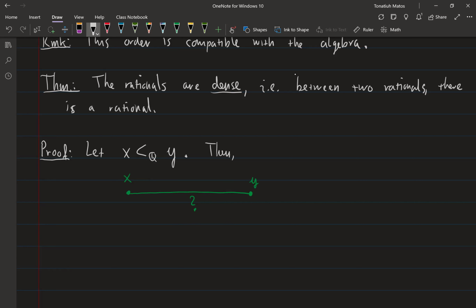So then we have to argue that x plus y is a rational, but that is obvious because we're adding two rationals, right? The rationals are closed under the operations. That's how we define the operation. So this is a rational. Dividing this by 2 also produces a rational. So this is definitely a rational as well, right? Let's argue. So why is x less than (x plus y) over 2?